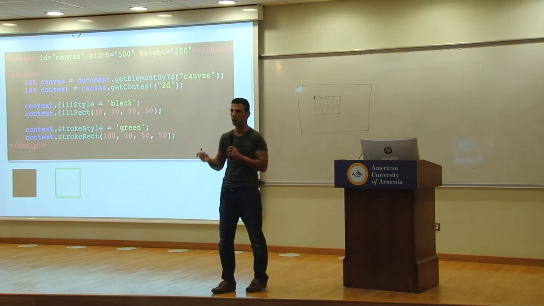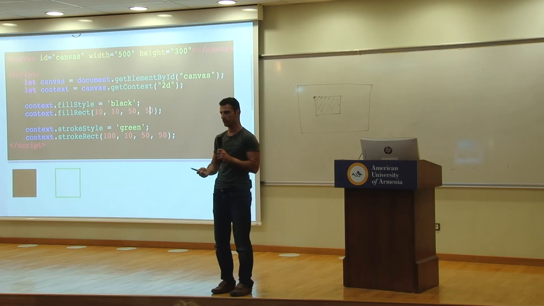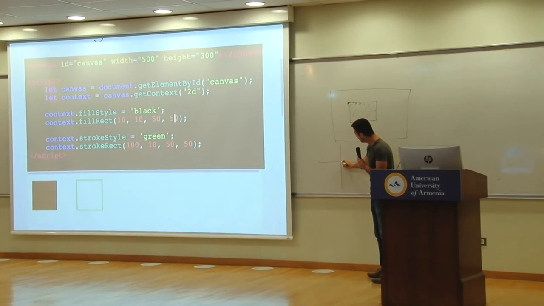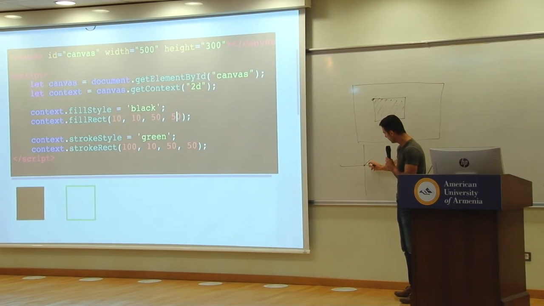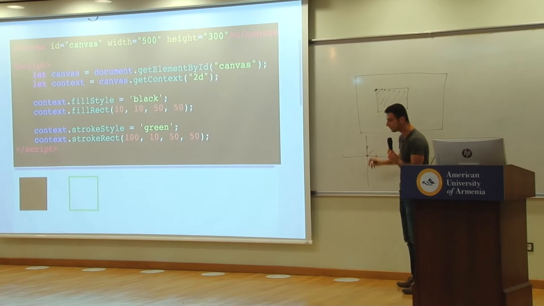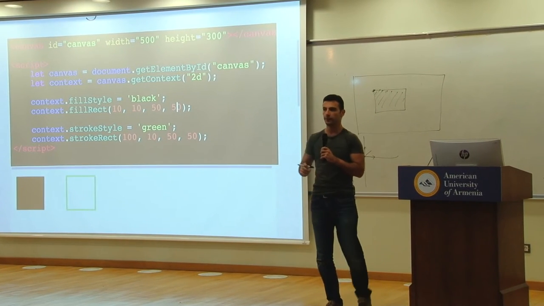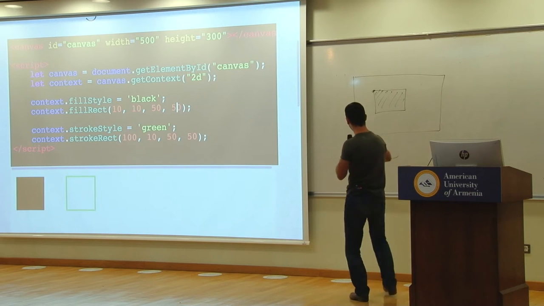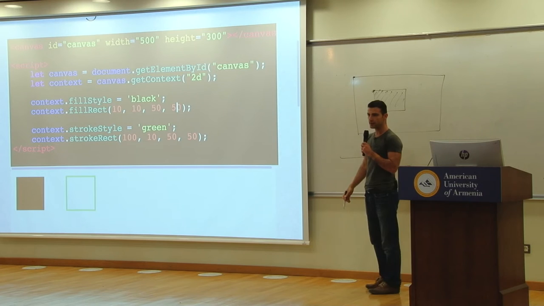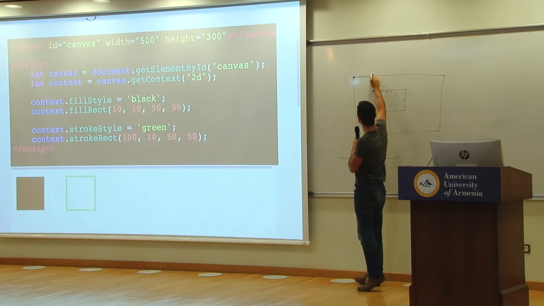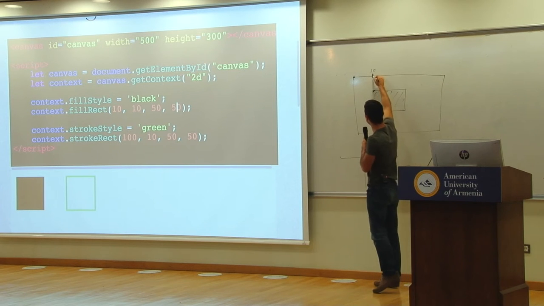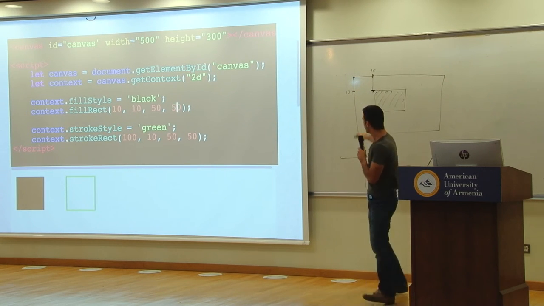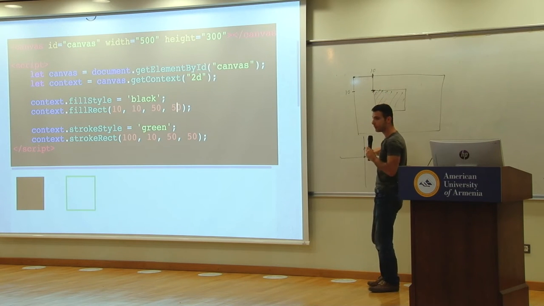The 10, 10 are x and y. But it's a little different from what you're used to. So in mathematics, you have a system like this, where x and y begin here and grow upward, right? The bigger x goes this way and bigger y goes that way. In this system, it's a little bit different. Y grows downward, okay? So you start off here, and if you want to do an x of 10, you go 10 pixels this way. And then if you do 10 of y, you go down 10. Make sense? So as the y gets bigger, the box actually goes down, not up.